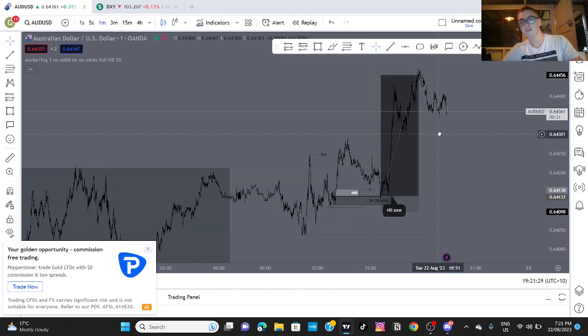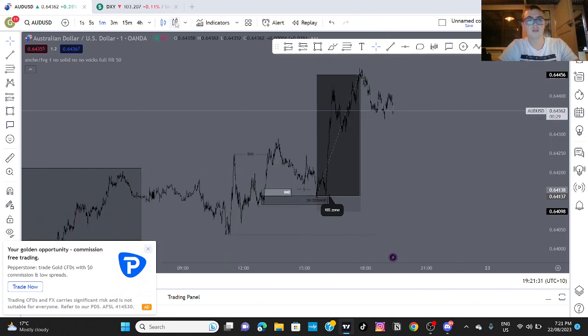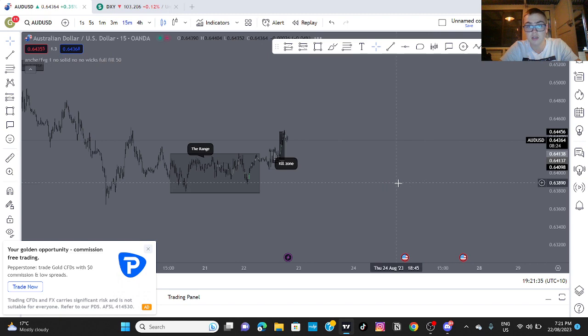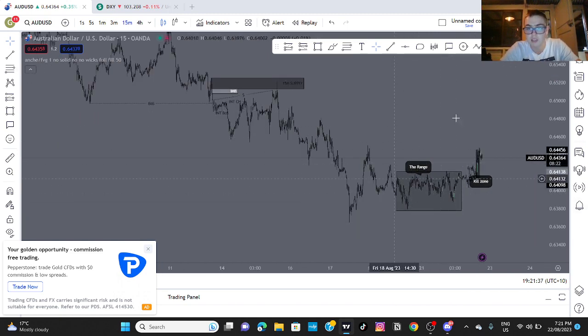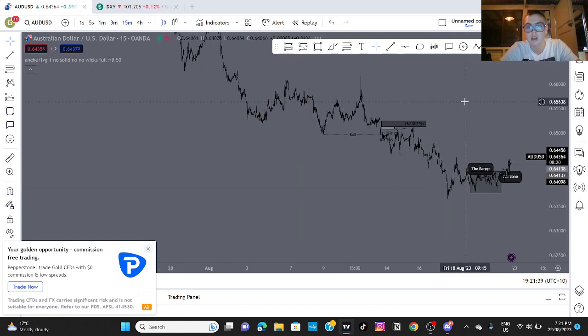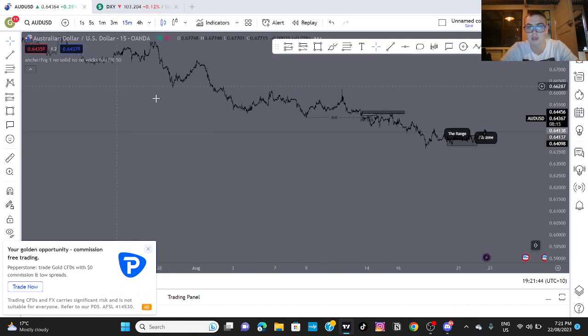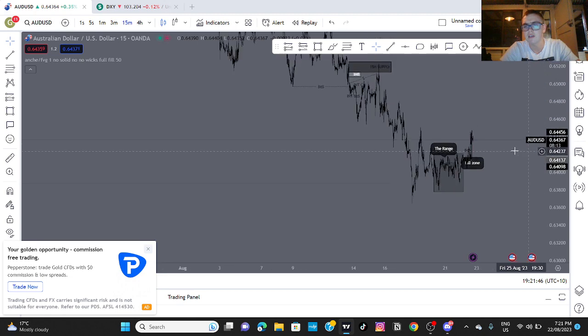But yeah, that's basically it, and we'll be looking for continuations, continuing up in the leg as we've broken out of this range and we are showing bullish signs. So we might even have a big pullback all the way up to here, which we can expect.